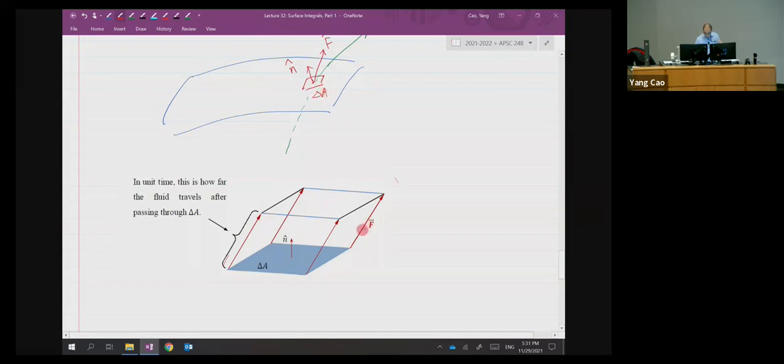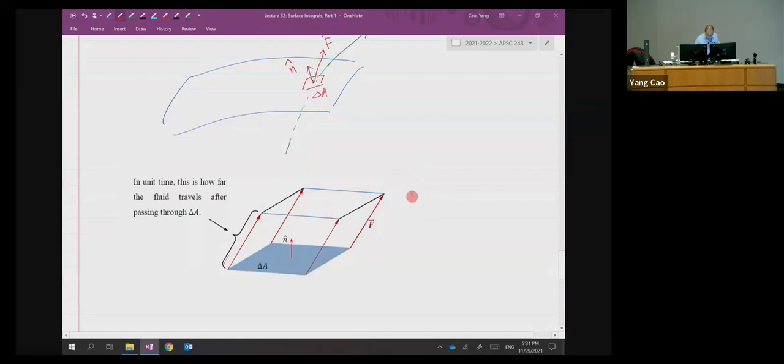And of course, if F is traveling faster in your unit amount of time, then this vector line is probably a little bit longer, right? Otherwise, it's a little bit shorter. But overall, if we're looking for the flux, or the amount of something through this delta A in unit amount of time, then it's this volume, okay?